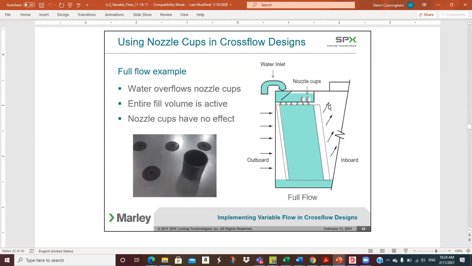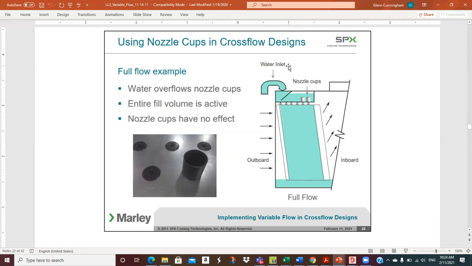So on the inboard nozzles, they place these cups. Basically, the water can't get into these inboard nozzles until the water level in the basin is fairly high, okay? If you have a relatively low water flow, then you're not going to have the depth to overflow and get into the inboard nozzles. So the water will go through the nozzles on the outboard section, wetting this side of the fill, okay?